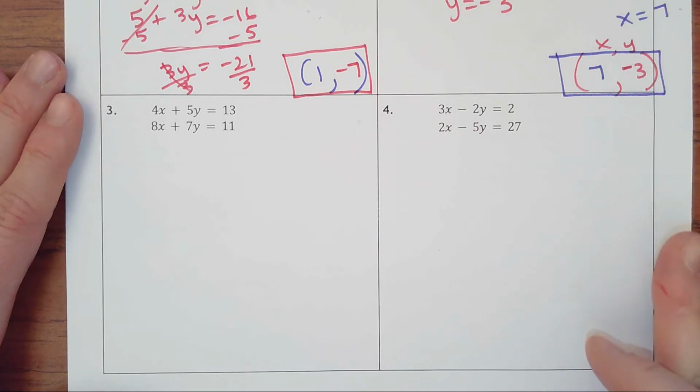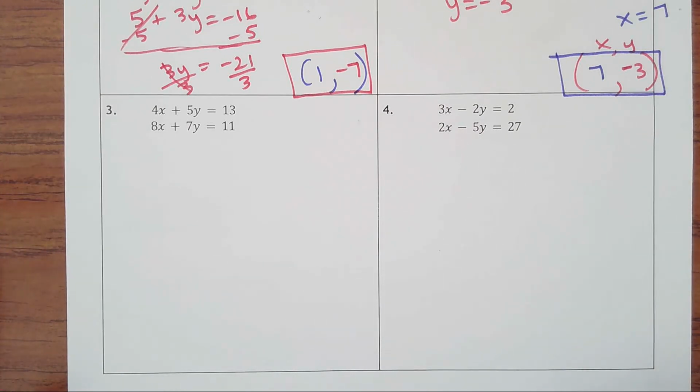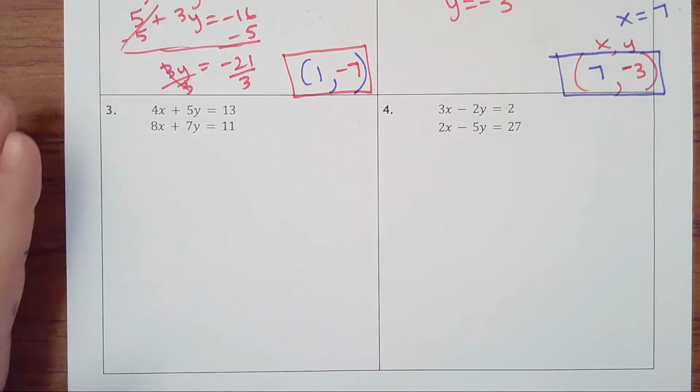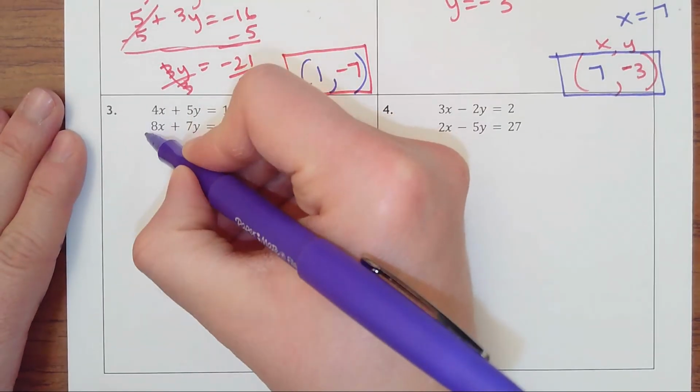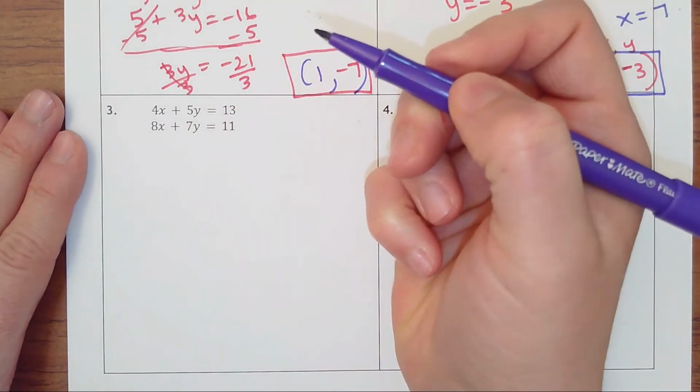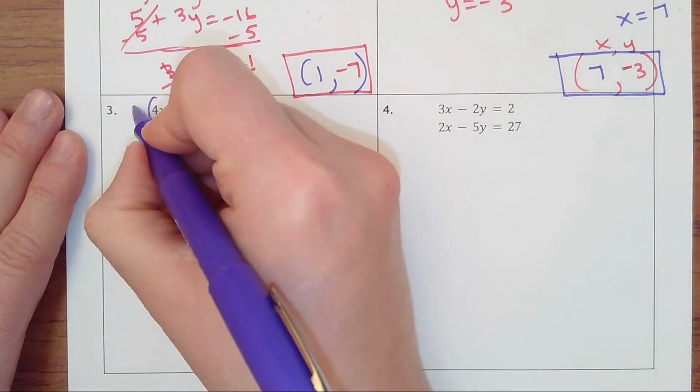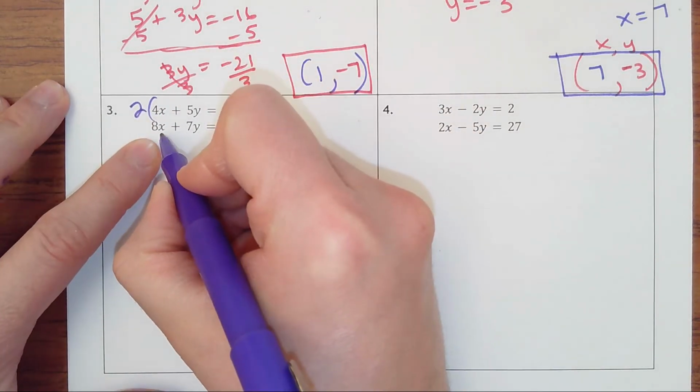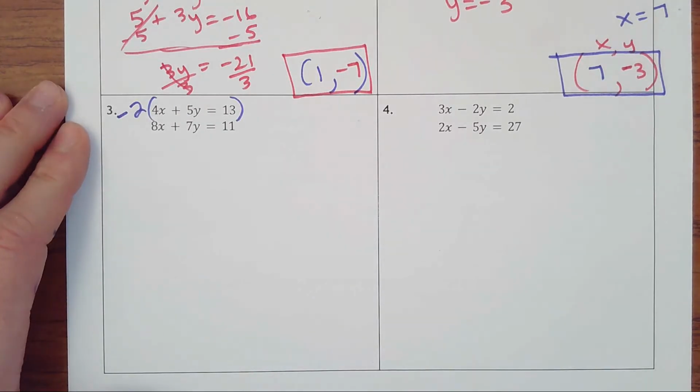Number 3. I don't see anything that will eliminate, and I don't see the same number. So then my next option is multiplying by a number to make the numbers match. And then one number is going to have to be positive, one's going to be negative. I'm hoping you see the 4 and the 8 would be the easiest. All I have to do is take the 4 times 2 to make it also be 8. But I want it to be the opposite, so I'm going to have to make it negative 8.